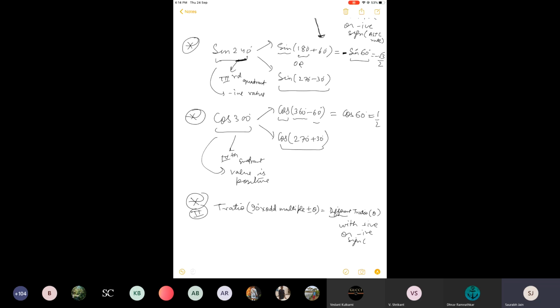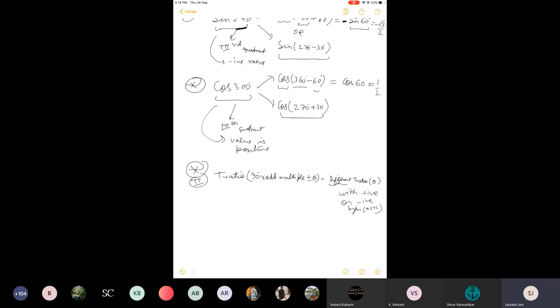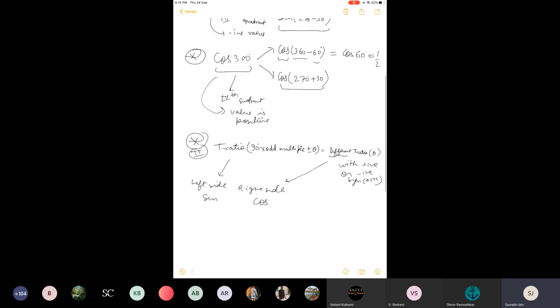Now if it is different, the question will be what that different T ratio will be. So I wrote some rule there. Left side, right side. Left side means this ratio, right side means this ratio. So in this rule too, if we have sine on the left side, then on the right hand side it changes to cos. And if it is cos on the left hand side, it will change to sine on the right hand side. Similarly, if it is tan on the left hand side, on the right hand side it will become cot.